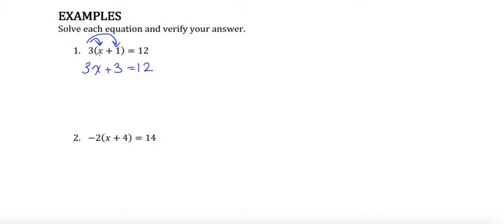So once we've eliminated the brackets, this becomes a question that we know how to solve based on our previous lessons. So we're going to start by moving all of our numbers to the other side of our equal sign so that we can isolate that variable. So we're going to move our 3 over. Right now it's being added to the 3x, so when I bring it across the equal sign, I want to subtract it.